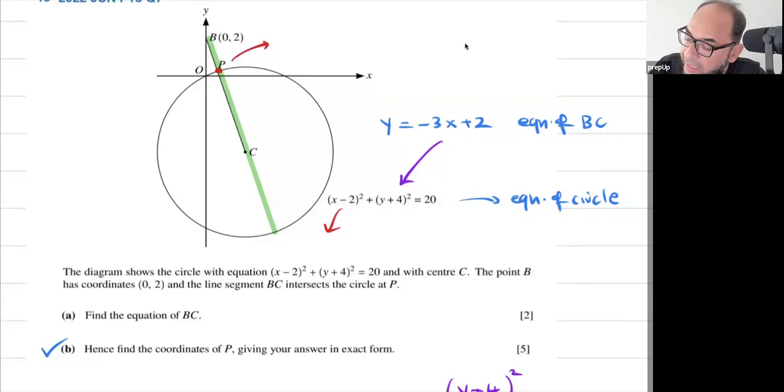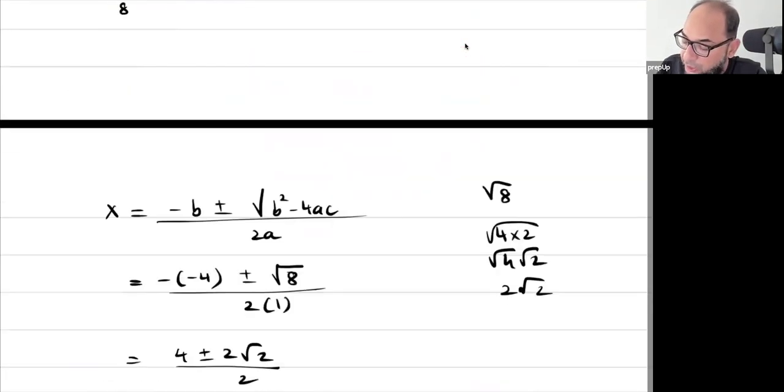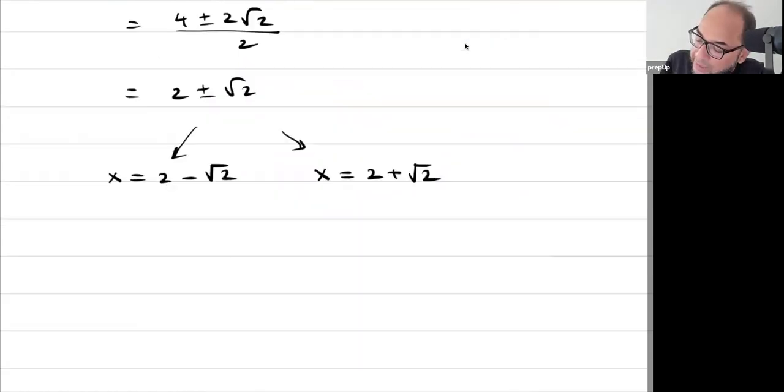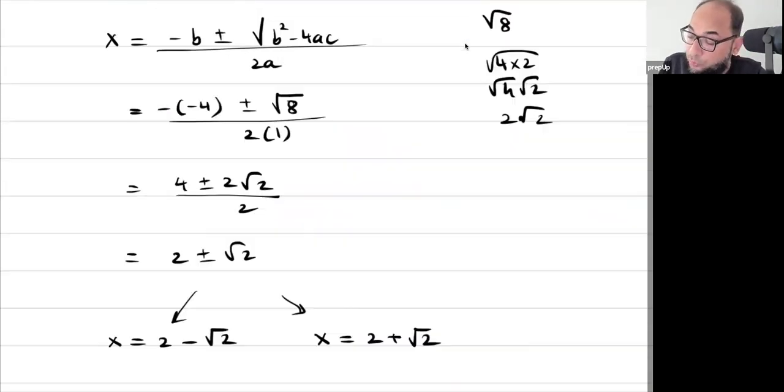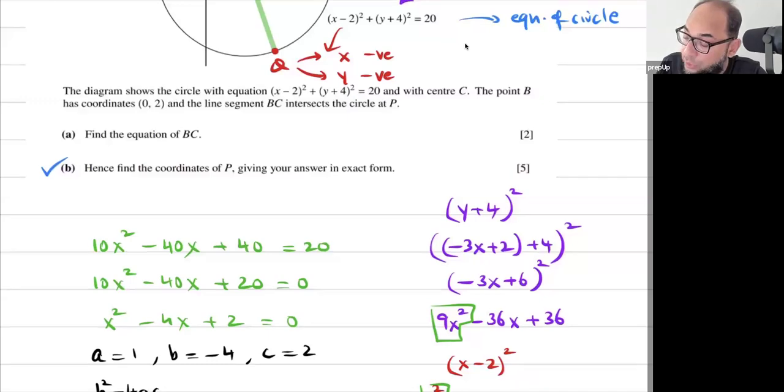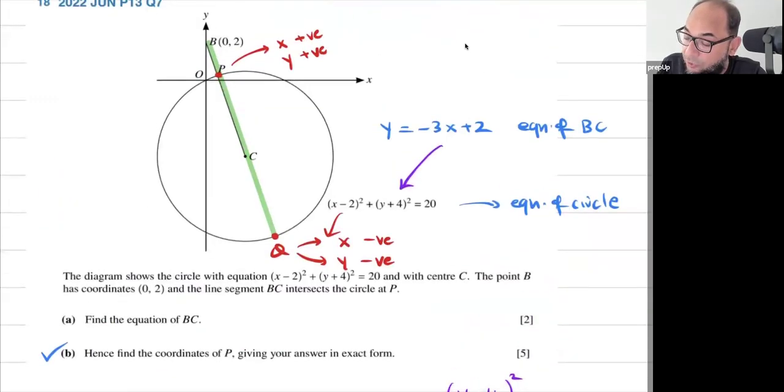So P, the x coordinate is positive, the y coordinate is also positive. And let's say this is the other point of intersection Q. The x coordinate is negative, the y coordinate is negative. Okay, keep that in mind. So there are two possible x coordinates. This is positive, this is also positive. Find the coordinates of P. Give your answer in this form. X is positive, y is positive.